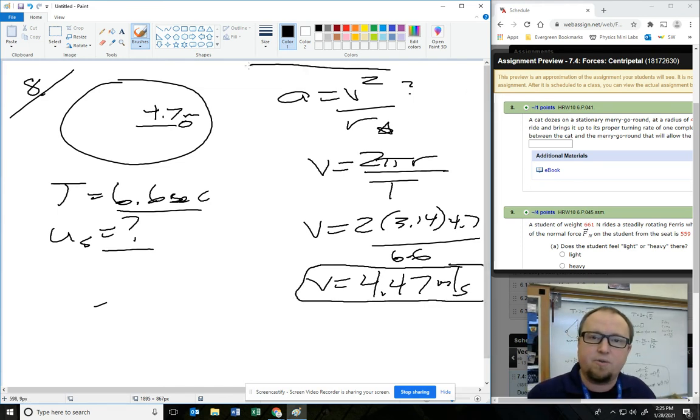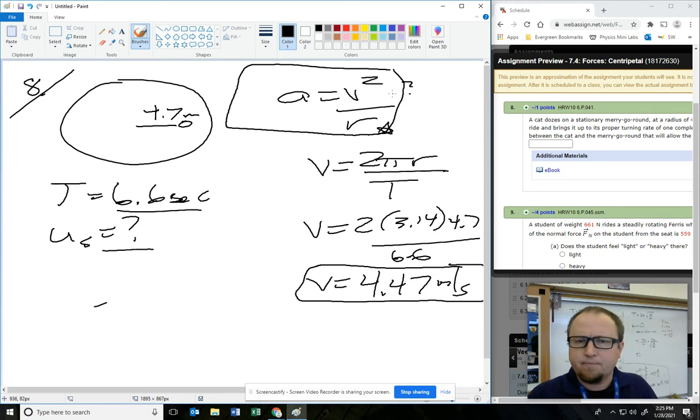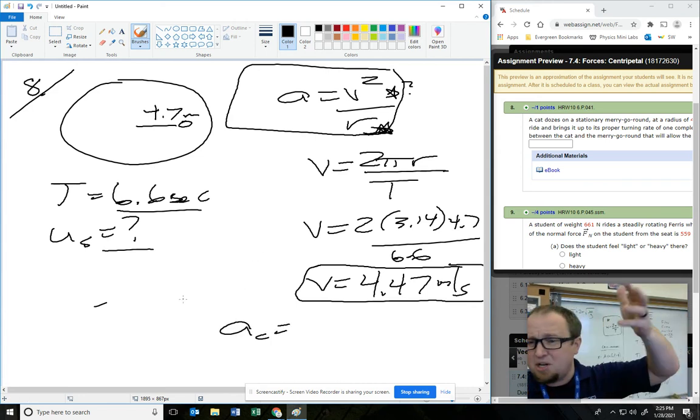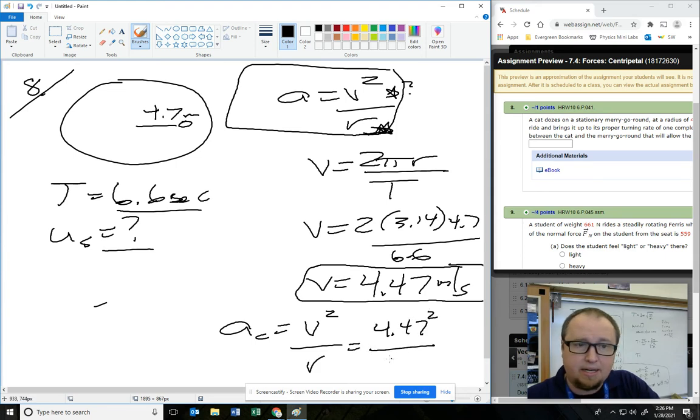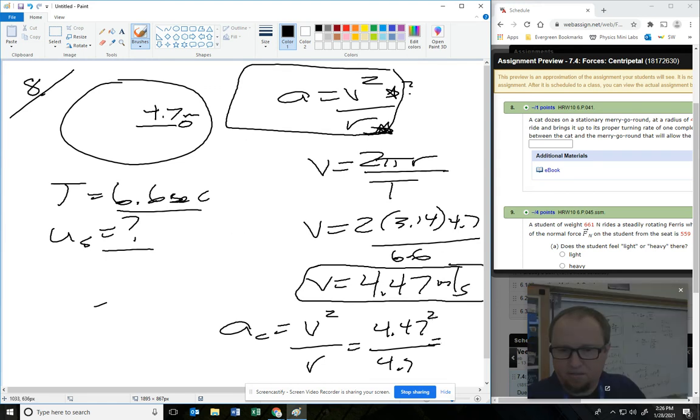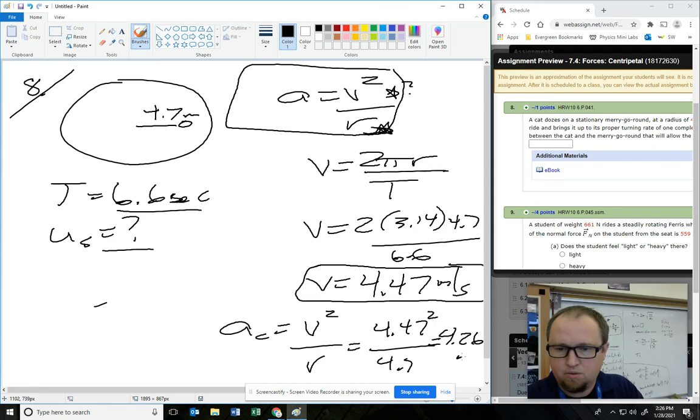But we at least have some information that we can work with. So let's go back to our initial thought. V squared over r. Do I have v now? Yes. Do I have r now? I can find acceleration. Who knows how it relates to the answer? How does acceleration relate to friction? I don't know. But we're just going to take it a step at a time. V squared over r. Velocity, 4.47. Radius, 4.7. Just going to get an acceleration. So 4.47 squared divided by 4.7, get 4.26. That's probably a better answer.